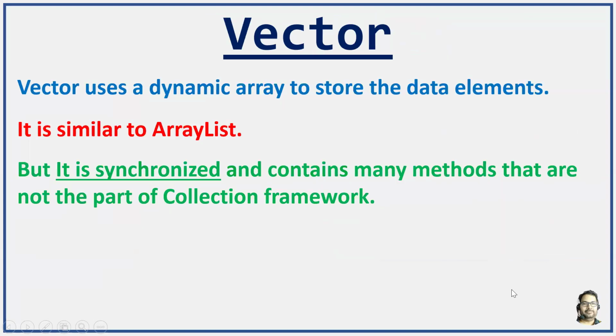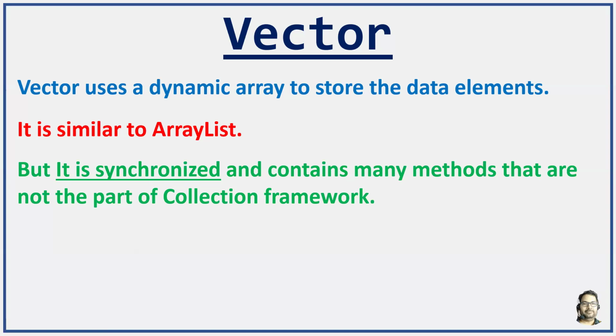Now we are going to talk about the vector. Vector uses a dynamic array to store the elements, and it is similar to the array list. The only difference is that it is synchronized. Array list and linked list are non-synchronized, but vector is a flavor of array list whose only difference is that it is synchronized and contains many methods that are not part of the collection framework.